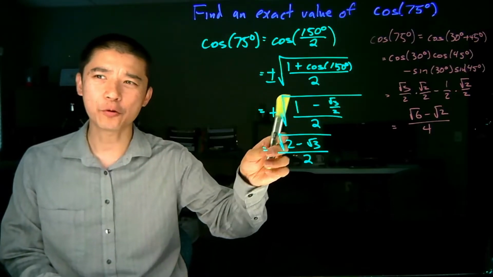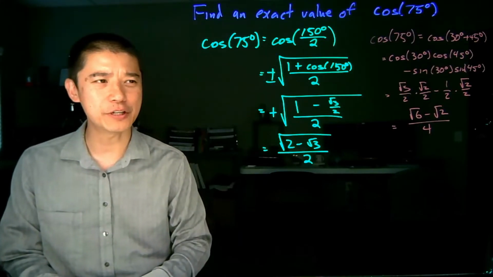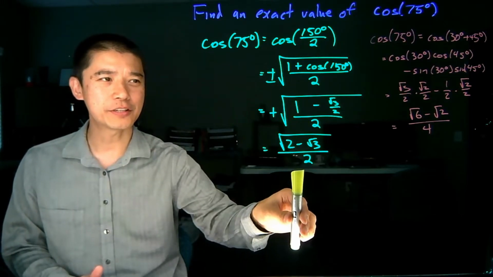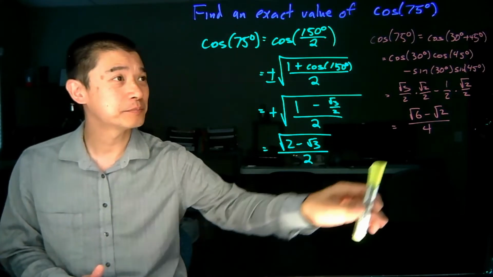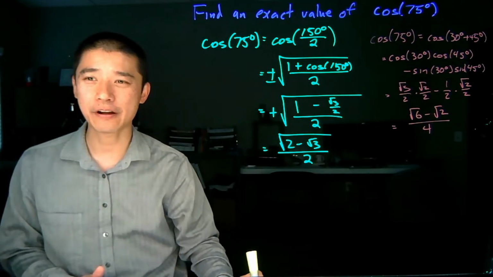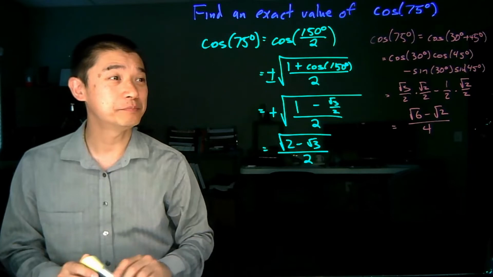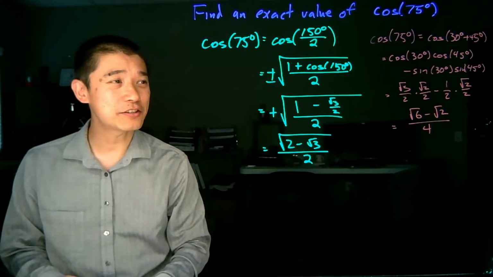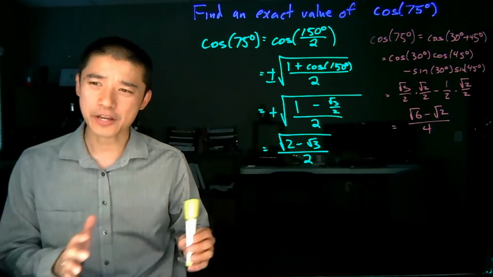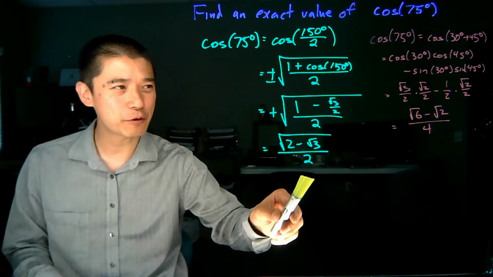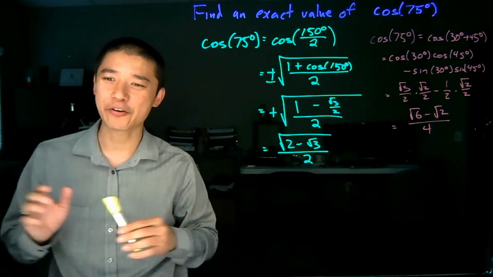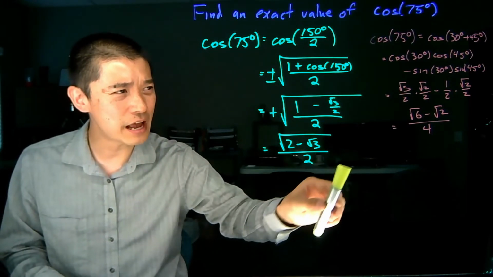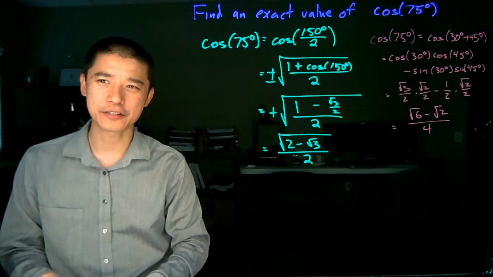Using the half angle formula to calculate cosine of 75 degrees opens up a really interesting feature. Here's one way of calculating cosine of 75 degrees using the half angle formulas. And here's calculating cosine of 75 degrees using the sum of angles formula. And if you look at the final results, it is not immediately clear that these are actually the same thing, but they are. And you can prove this to yourself by squaring both of these and then simplifying and comparing your results.